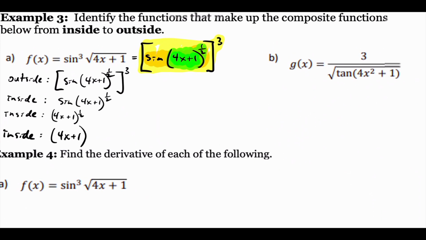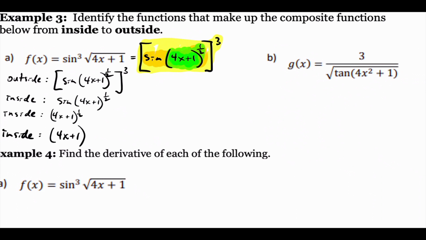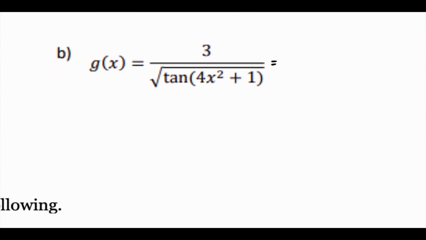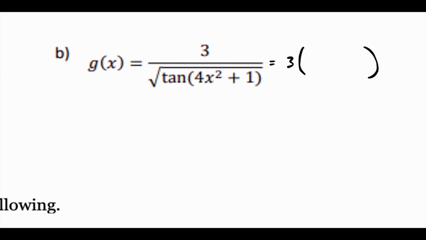Okay. All right, let's look at B now. I'm going to rewrite B. I don't want a fraction because I'm not using the quotient rule right now. So I'm going to say 3 parentheses, the bottom to the -1 power. So I'm going to move the bottom up.